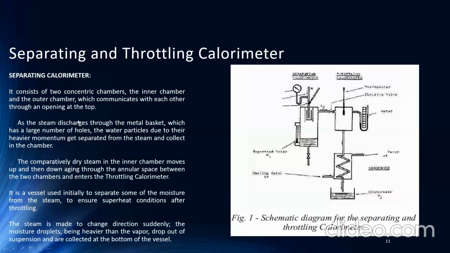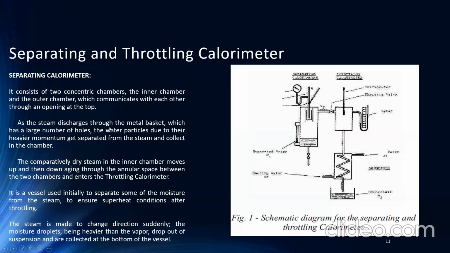Okay. Separating calorimeter. It consists of two concentric chambers: the inner chamber and the outer chamber, which communicate with each other through an opening at the top. This is the inner, this is the outer, and this is the opening at the top.